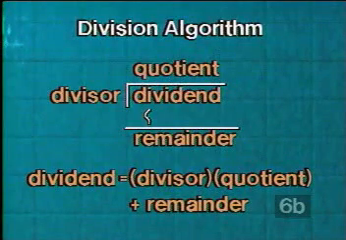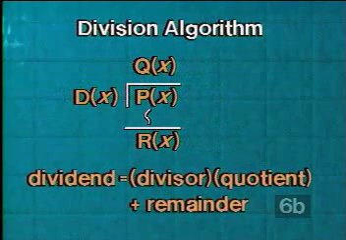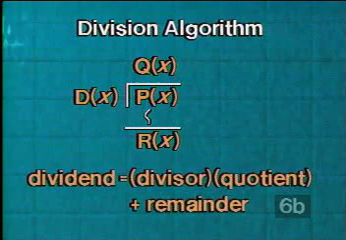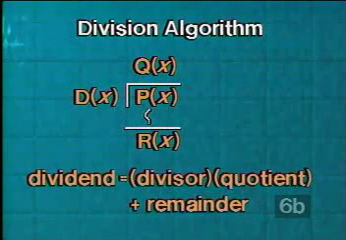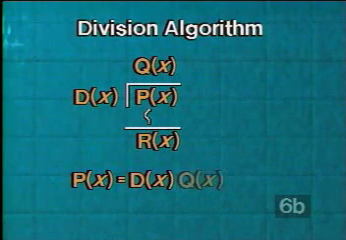With polynomial functions, when a polynomial p of x is divided by a polynomial divisor d of x, the quotient and remainder are q of x and r of x respectively. So in polynomial function form, the division algorithm is p of x equals d of x times q of x plus r of x.